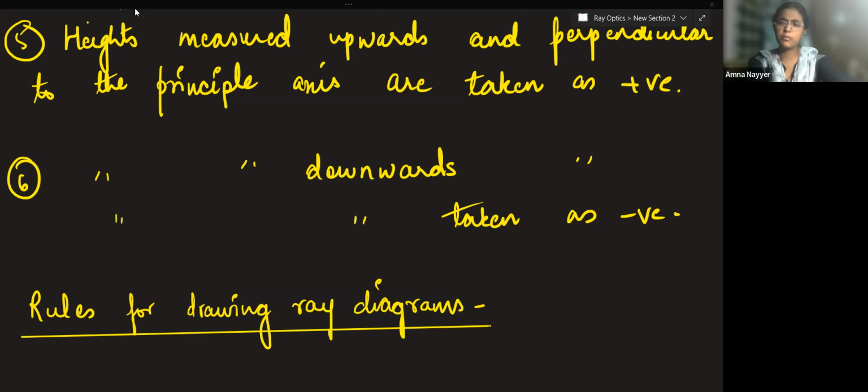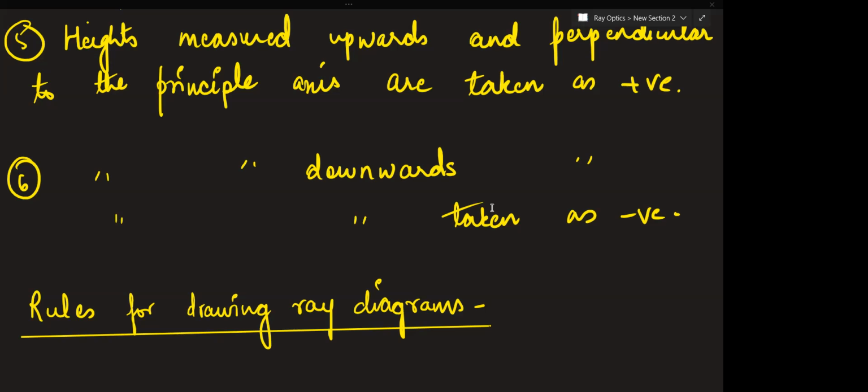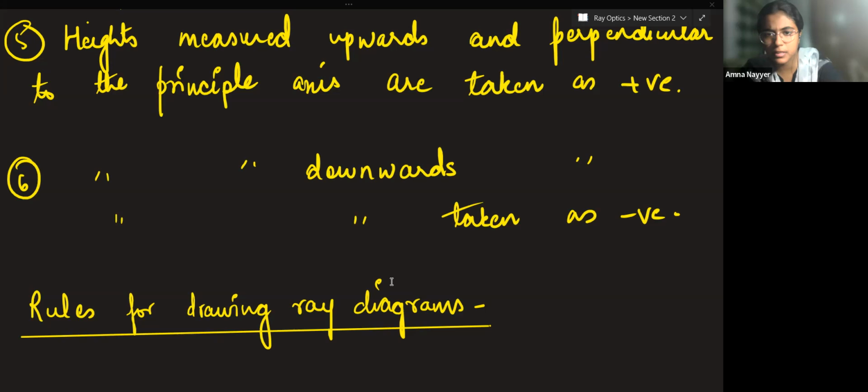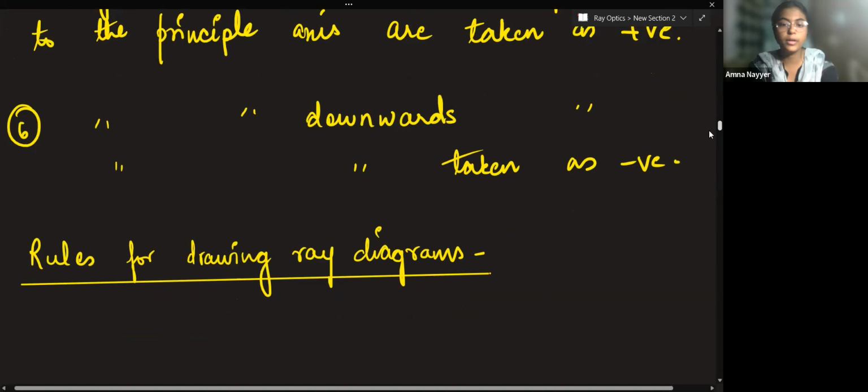So I think this much break was enough for you to freshen up. Can we start now? All of you are here? Yes, ma'am. Krishna, Fatma, Aisha, Hamza. Yes, ma'am. All are here? All. Let's start with the rules for drawing the ray diagrams.